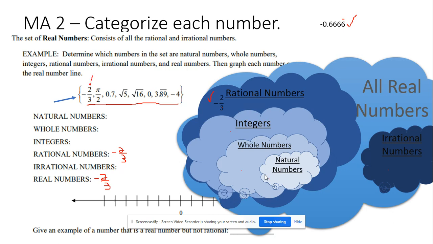Let's try pi over 2. We've already learned that pi is an irrational number. So just about anything that involves pi is also going to be irrational. So I will put pi. This is going to be interesting, but we don't judge. I got it. I will put pi over 2 next to the irrational numbers.